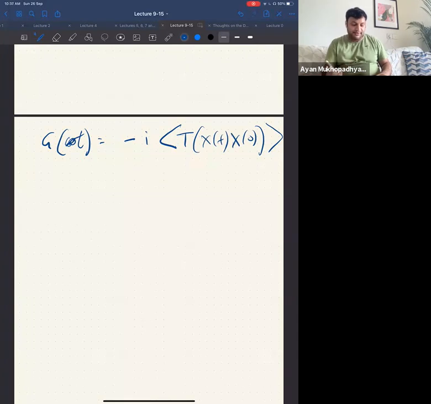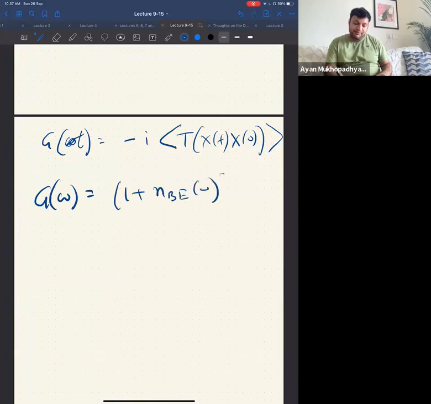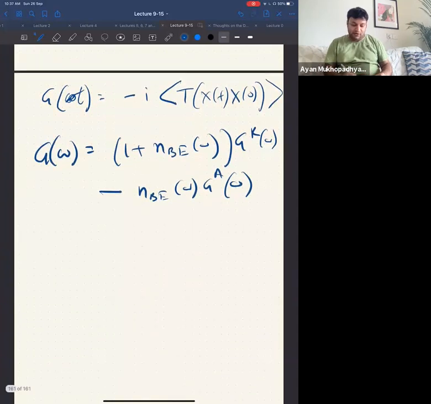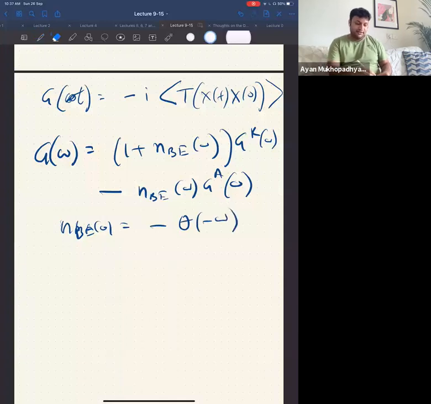I will give you some hints. What you need to show in the exercise is that g of omega would always be equal to 1 plus nbe omega times gr omega minus nbe omega ga omega. You can just follow through all the things that I said before, and you'll be able to see this. So now nbe omega goes to minus theta of minus omega, which we showed earlier, or we can see this again if you wish.